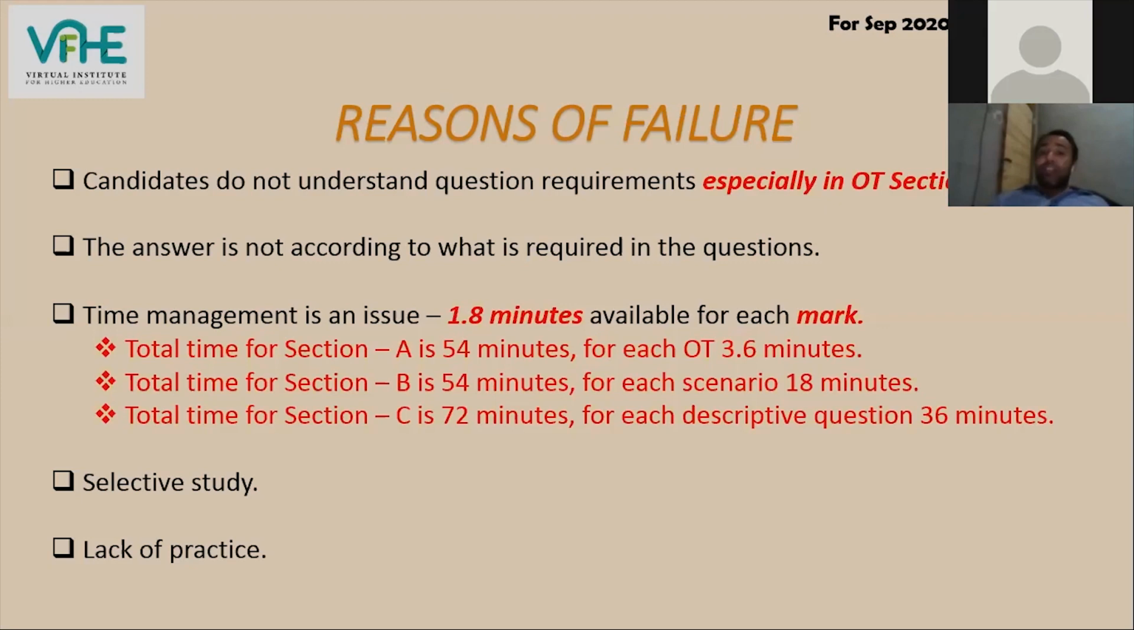So for a 2 marks OT question of section A, how many minutes do we have? 3.6 minutes. Okay. So in total, how many minutes do we have for section A? That is 54 minutes. 3.6 minutes for every OT, and total time is 54 minutes.